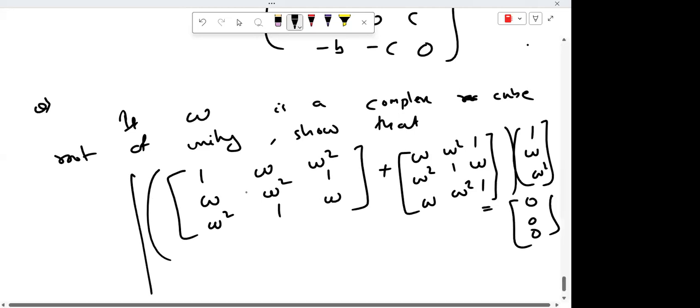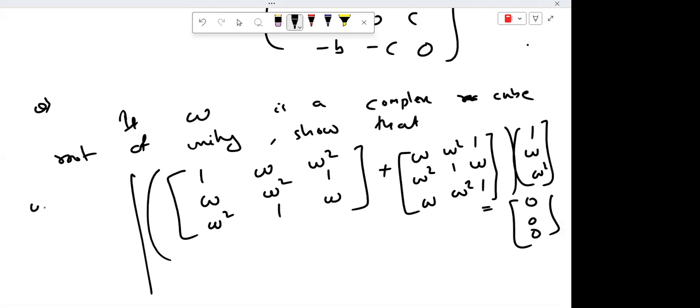Okay, I'll give you a few hints for this. Omega is cube root of unity. In complex numbers, if you have studied, omega cube is 1. This is one relation. And we have a relation 1 plus omega plus omega square is 0. Using these two relations, we can solve these questions.